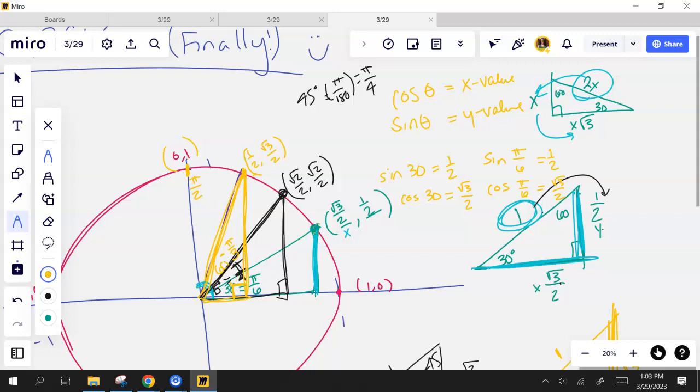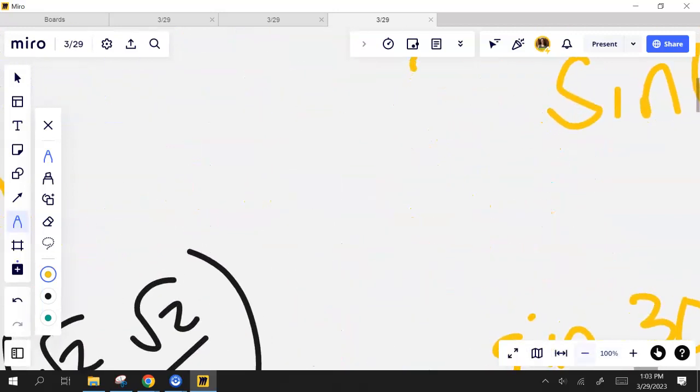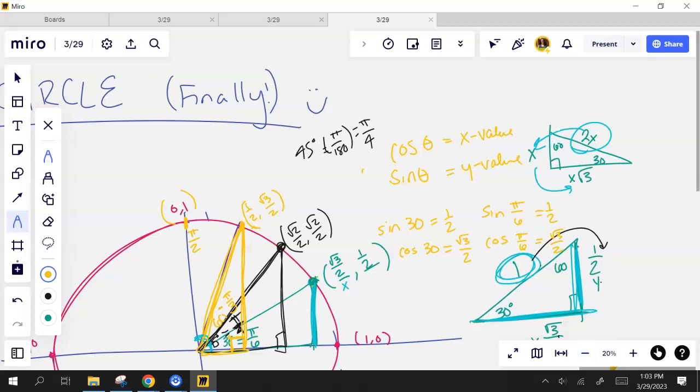Your x values are your cosine values. Each of these points on the unit circle is cosine, sine at that particular theta, whether you're in degrees or radians.